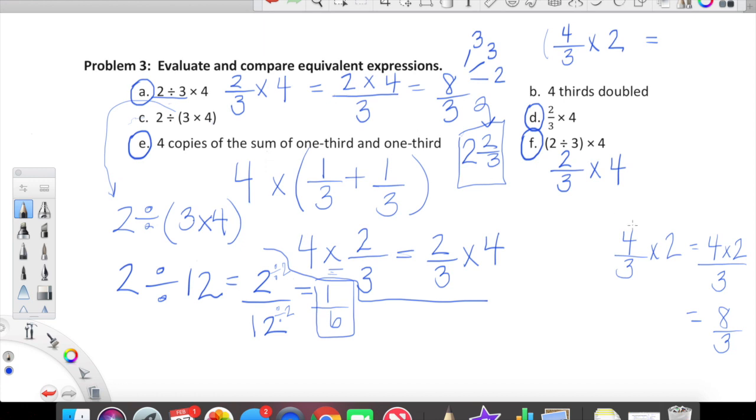Because ultimately what we're doing, you guys, is 4 times 2 up top. For these, it was 2 times 4 up top. So it's very similar. It's not exactly the same, but for B, that does result in the same final answer. 8 thirds, of course, when simplified, is equal to 2 and 2 thirds.